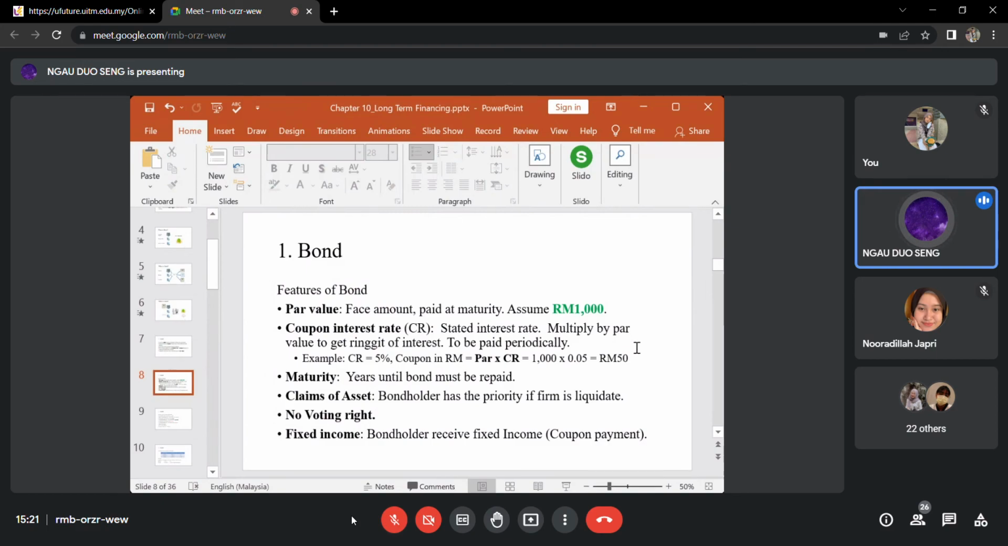Kalau dia cakap dia akan bayar coupon payment setiap tahun, so setiap tahun bondholder akan terima RM50. Kalau bond adalah mature dalam 5 tahun, so setiap tahun dalam 5 tahun ini bondholder akan terima 50. Okay, so kita panggil dia fixed income. Alright, income yang tetap, tidak akan ubah. Sebab dia dah tulis dalam sertifikat, dalam perjanjian, dia akan bayar RM50 setiap tahun sampai bond matang.